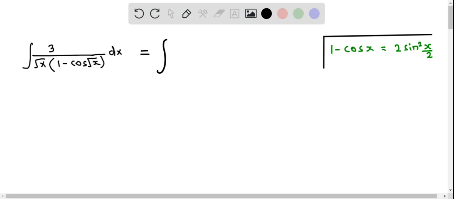That is, I can write this as the integral of 3 over 1 minus cosine of root x, and this is multiplied by dx over the square root of x. I'm just bringing this root x in front to dx over root x. Now let's solve this integral by the substitution method.